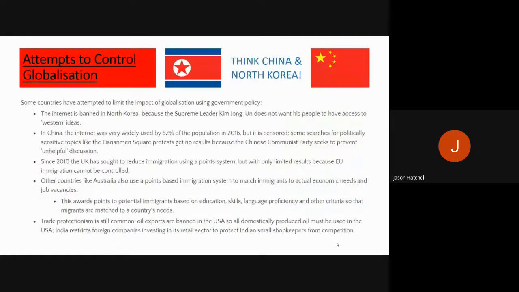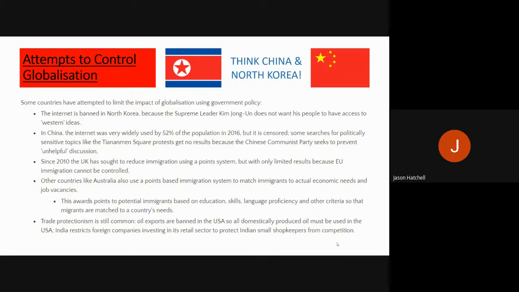We also see attempts to control globalization in the world today. And for this, I'd like you to think back to EQ1 really and think about China and North Korea, particularly North Korea, in the way it approaches globalization. So, for example, the internet is banned in North Korea. Kim Jong un does not want people to have access to Western ideas. Instead, an intranet basic system is available. In China, we have seen the internet censored. We have seen social media outlets, for example, being limited in China.